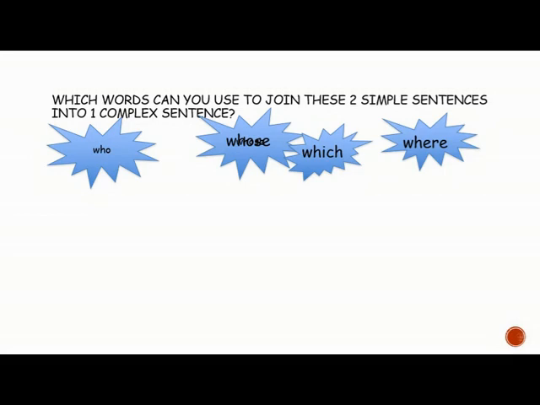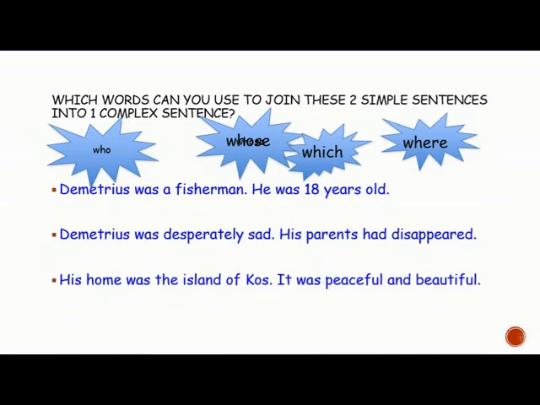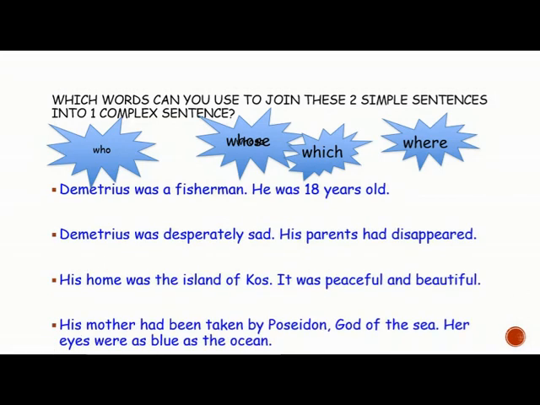Okay, your first task. Which words can you use to join these two simple sentences into one complex sentence? You have a choice of four relative clauses: who, whose, which, and where. You can choose any of these four to change these sentences into one that has a relative clause. Demetrius was a fisherman. He was 18 years old.